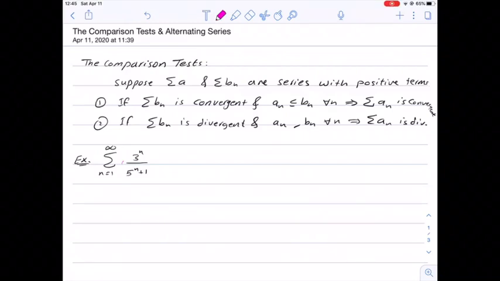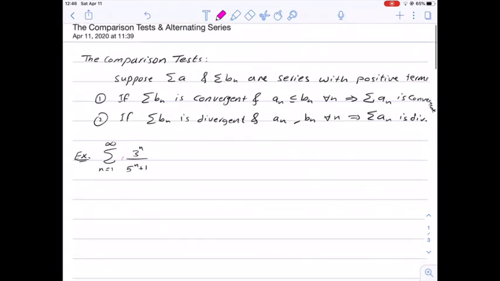Another test for convergence or divergence of a series is the comparison test. In this test we compare a given series with a series which is already known to be convergent or divergent. For example, we may compare the given series with the harmonic series, the p series in general, or a geometric series. I mean one of the series that we can determine easily whether they are convergent or divergent.